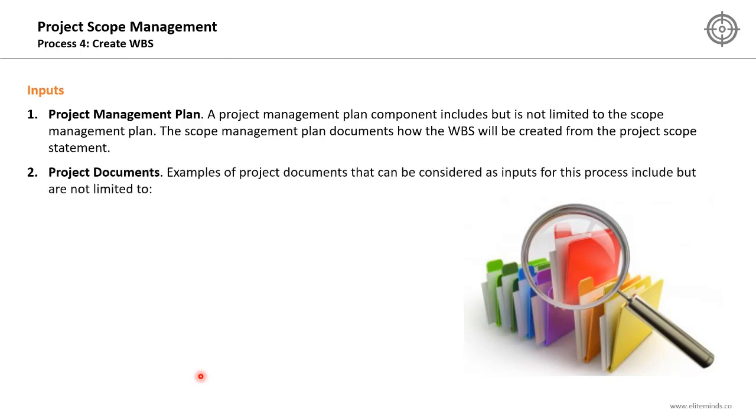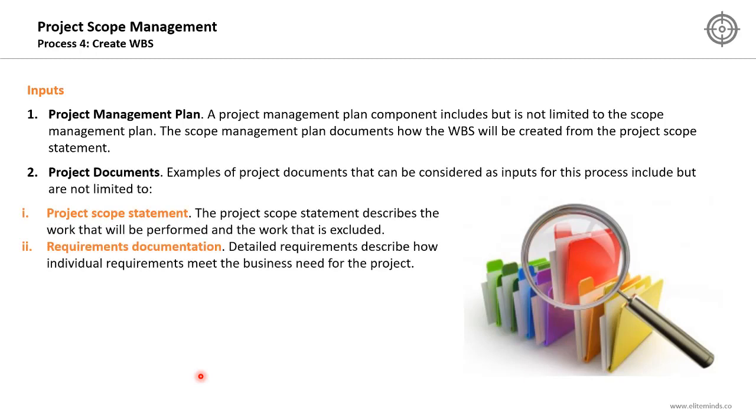Some of the project documents that can be used include the project scope statement, which describes the work that will be performed and the work that is executed. The second project document is the requirements documentation. Detailed requirements describe how individual requirements meet the business need for the project. So we cannot start creating the WBS without knowing what the project deliverables and the project requirements are.